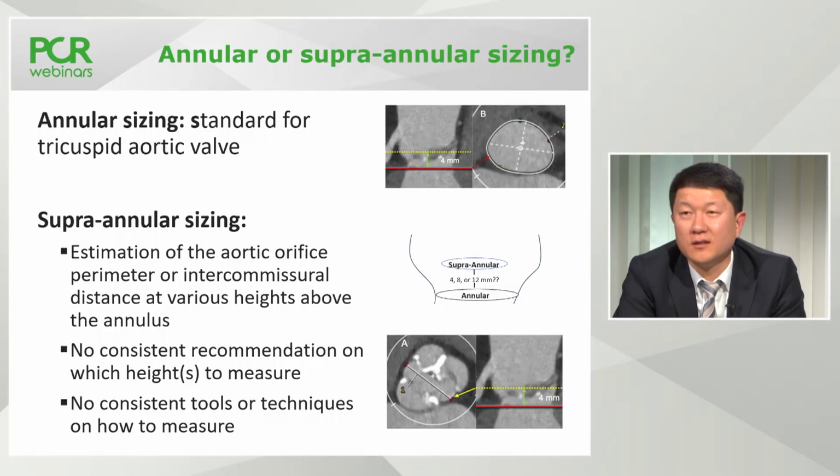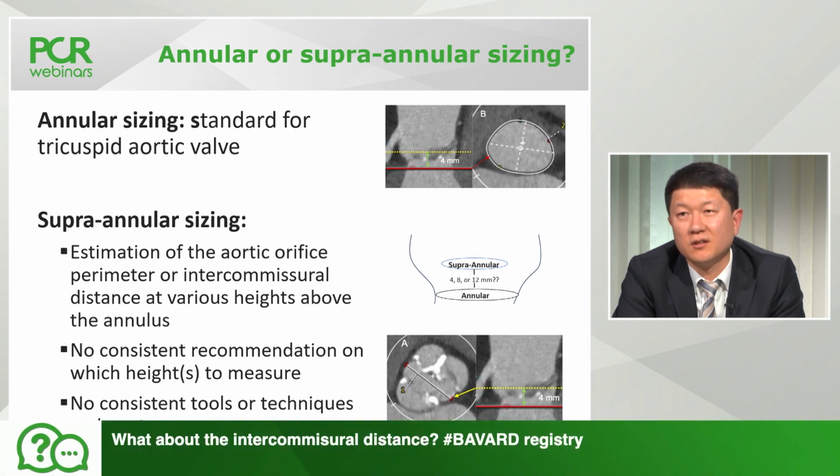Before we move on, sorry to go backwards, but one of our participants wants just a bit of clarification about this intercommissural distance. They particularly mentioned the BAVARD registry, Didier Tchetche's work. Exactly. Can you just use the slide again to clarify this intercommissural distance measurement? If you look at the slide and the lower image, in panel A, there is an example of measuring the intercommissural distance. So it's the distance between the commissures at 4 millimeters.